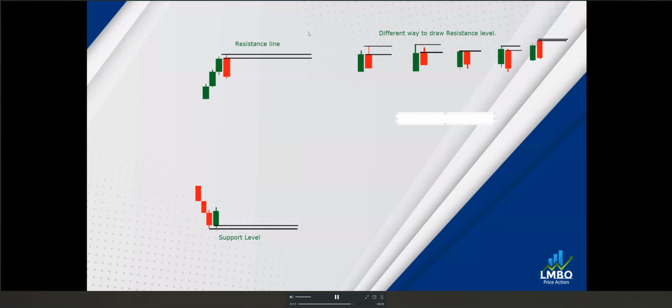And then draw the support. The support has a different way. The support requires a red candlestick. Like this is a red candlestick with a bigger wick, a red candlestick with a smaller wick, a red candlestick without wick, and a red candlestick with this wick. This is a green.